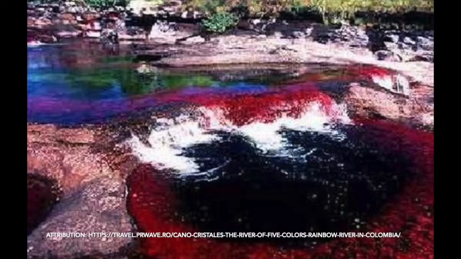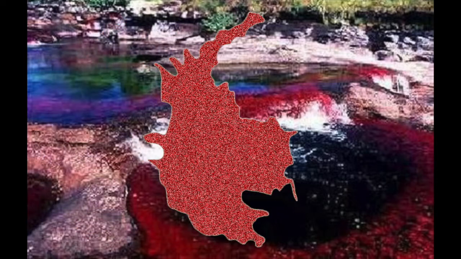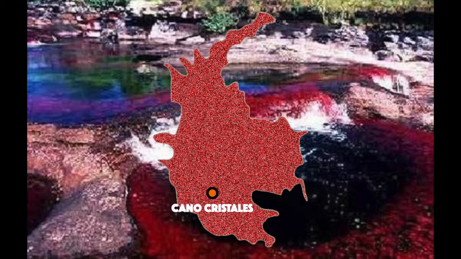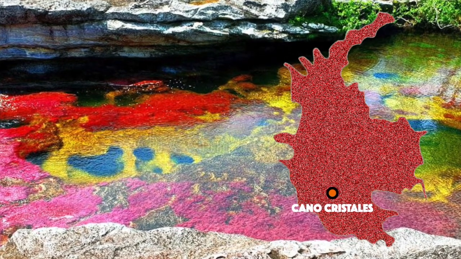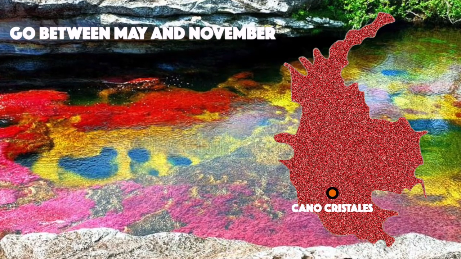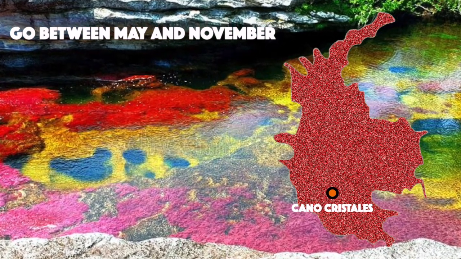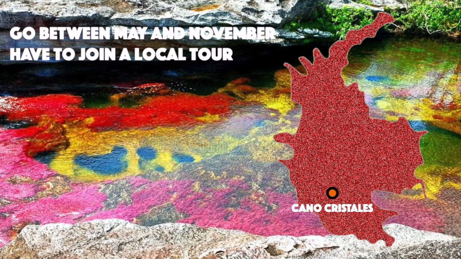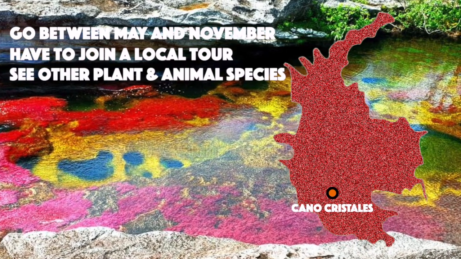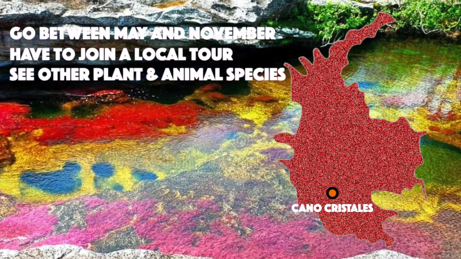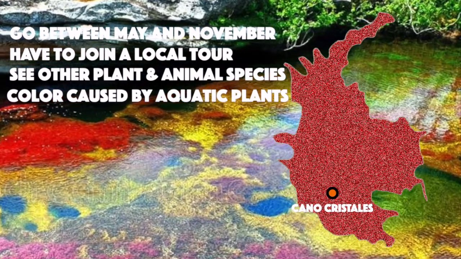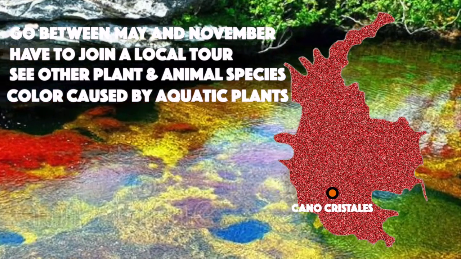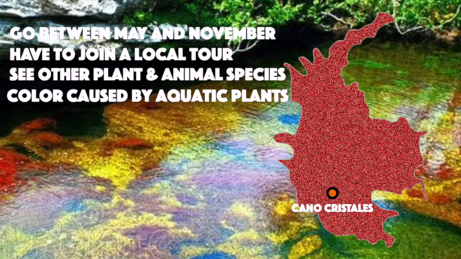On a lighter note, this country is home to a rainbow river, and the name of this place is called Caño Cristales. And allow us to give you 4 interesting things about this place. First, it's best to go between the months of May and November. Second, you'll need to join a local tour. Third, when you visit, keep both eyes open for other plant and animal species. Finally, it's important to know that the different colors found in the river are caused by the aquatic plants living in them.